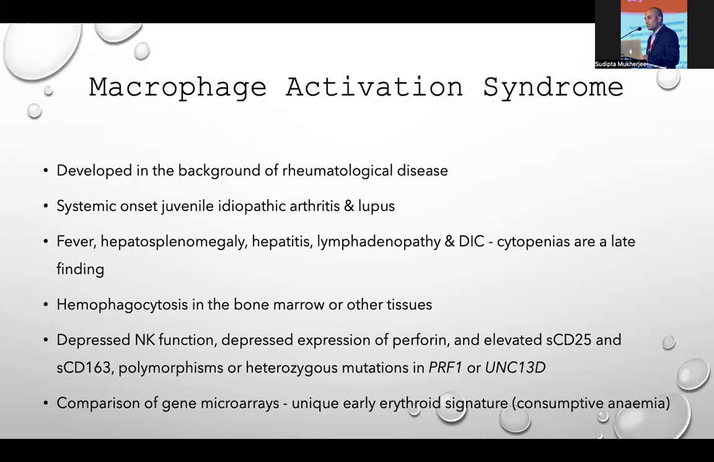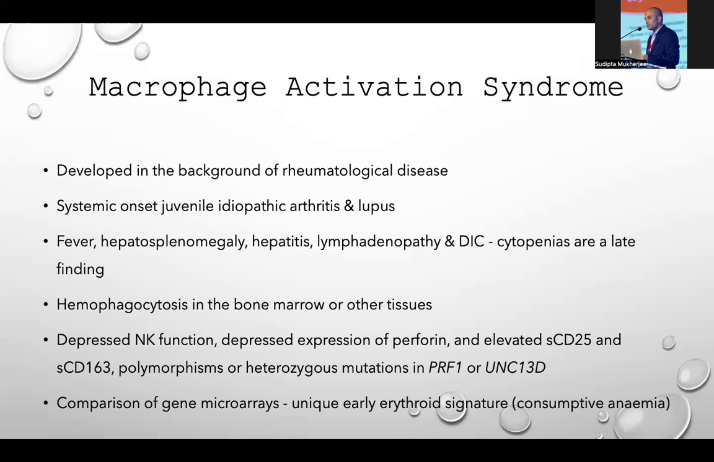Another similar entity is called macrophage activation syndrome, which has been associated with rheumatological disease. This is a change in terminology and there is some change in the presentation. It was initially reported in systemic onset juvenile idiopathic arthritis and also reported in lupus. Patients usually present with fever, hepatosplenomegaly, hepatitis-like features, lymphadenopathy, and DIC. The cytopenias are usually a late finding, contrary to hematological malignancies.